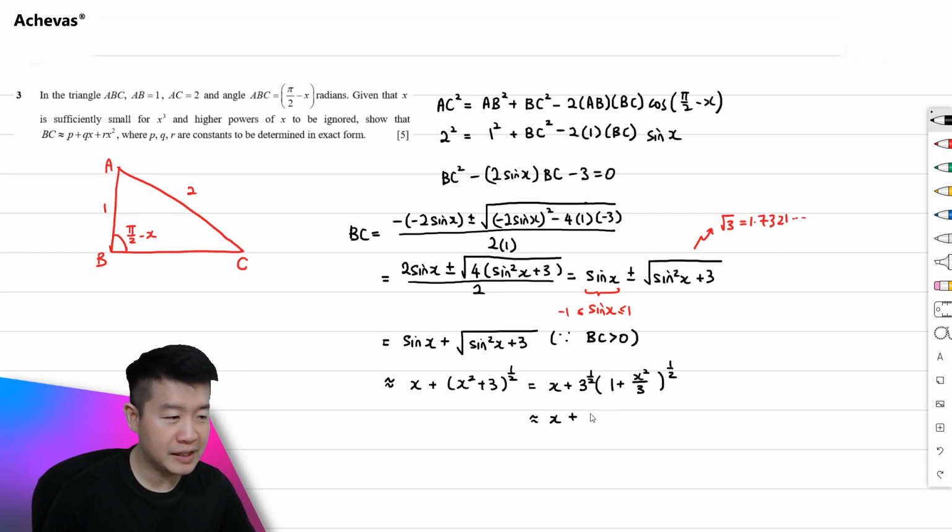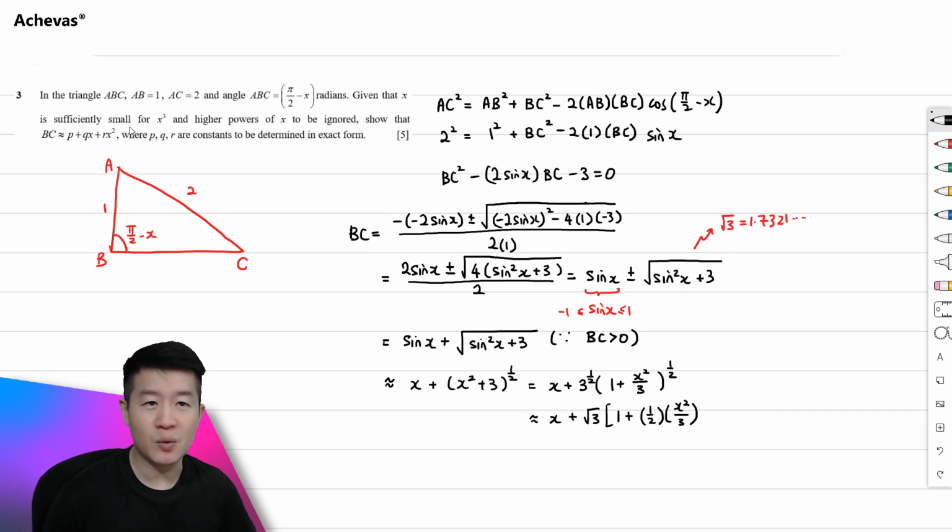And if I were to expand this further, it will be this. Then it will be 1 plus half of x squared over 3. The next term will be x squared over 3 squared, which gives us x to the power of 4. But according to the question, we will go all the way up to x to the power of 3. It's already going to be neglected. So I'm not going to go for x to the power of 4. So I'll approximate it to this.